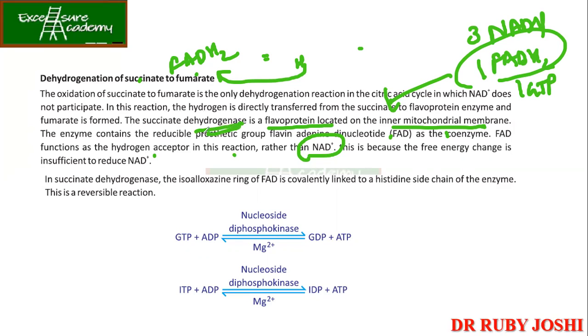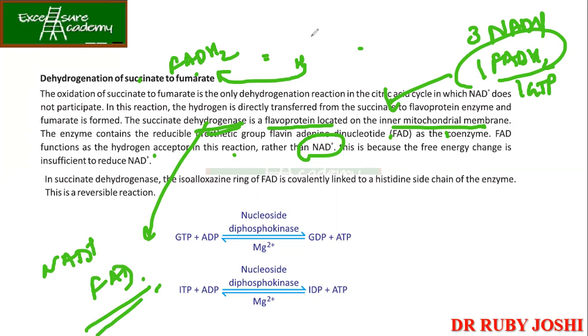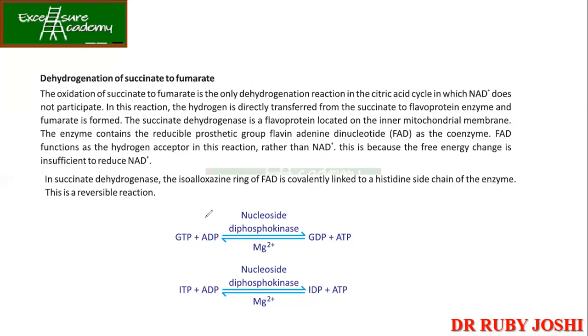So what did I usually say? Whenever there is a dehydrogenase, NAD+ is involved, right? This is the only case where, instead of NAD+, it is FAD. Okay, will you remember, Smriti? Yes, ma'am. So in succinate dehydrogenase, the isoalloxazine ring of FAD is covalently linked to the histidine side chain of the enzyme, and the reaction is reversible.